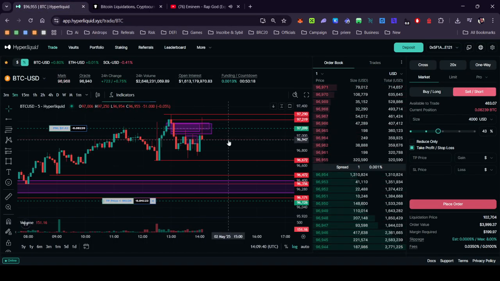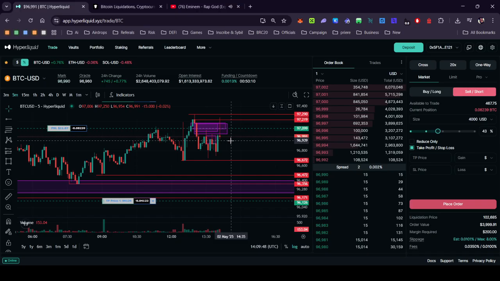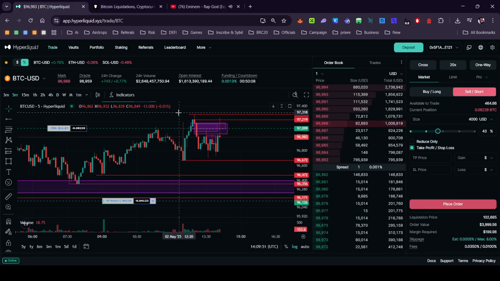Currently, right after the opening of 2 p.m., right after the opening of 10 a.m., shorts have lost 3 million in liquidation, showing that the money is on the short side for the longs to be taken.